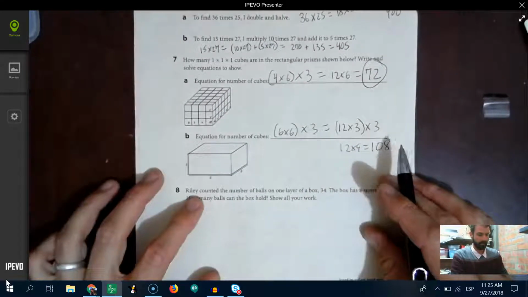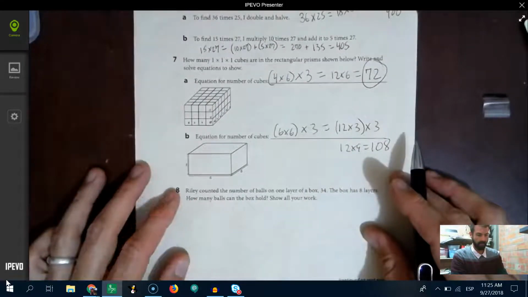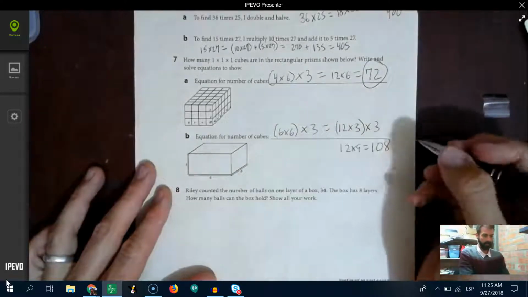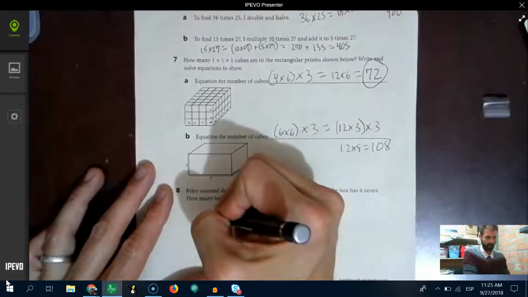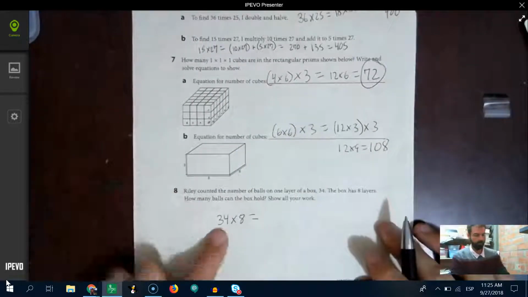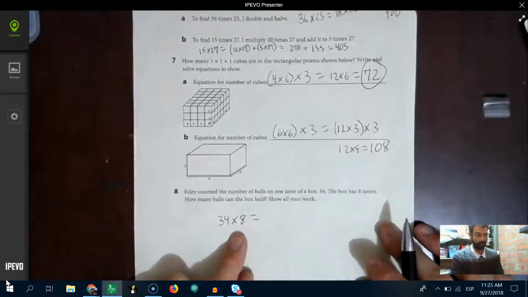Okay, Riley counted the number of balls on one layer of a box, 34. The box has 8 layers. How many balls can the box hold? So we have a base of 34 and 8 layers. So what could I do? I could double and halve.